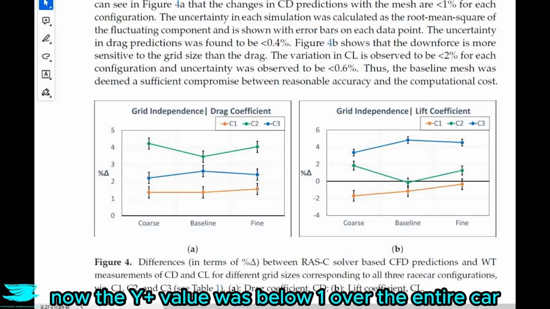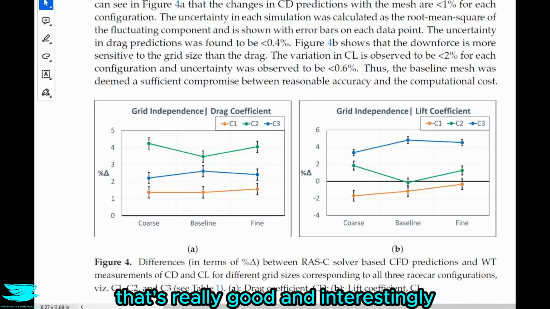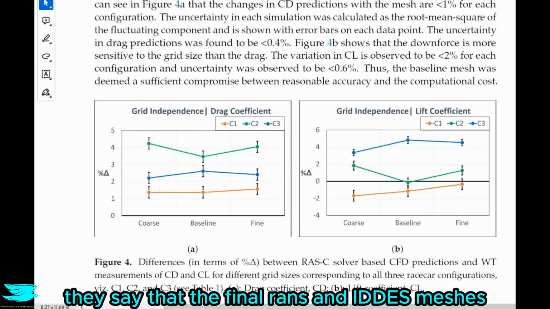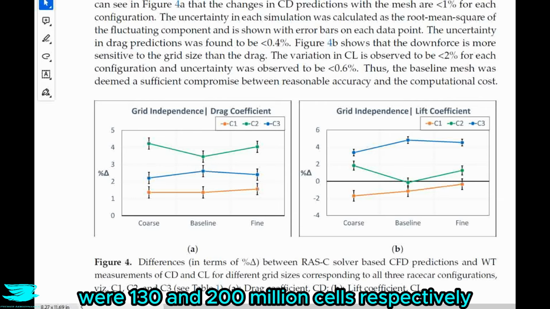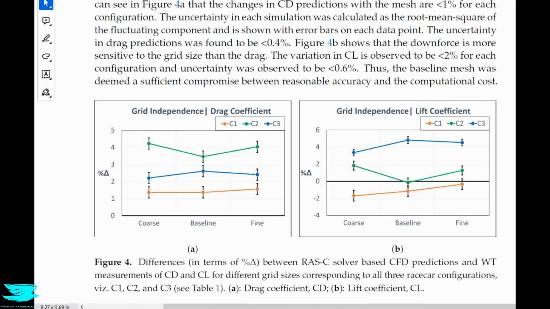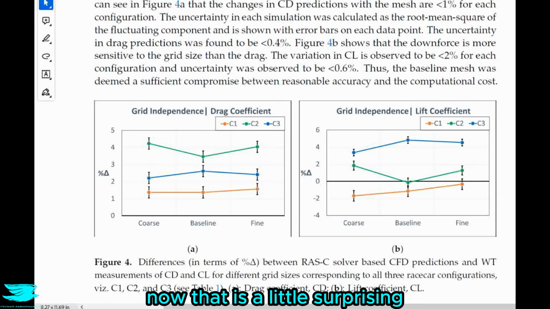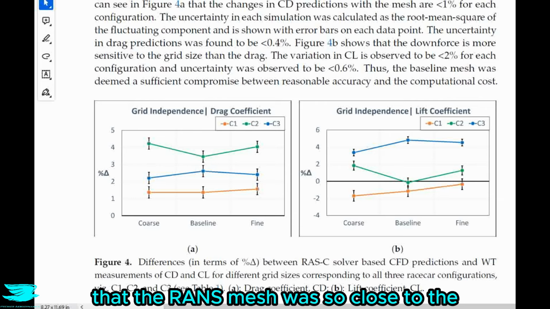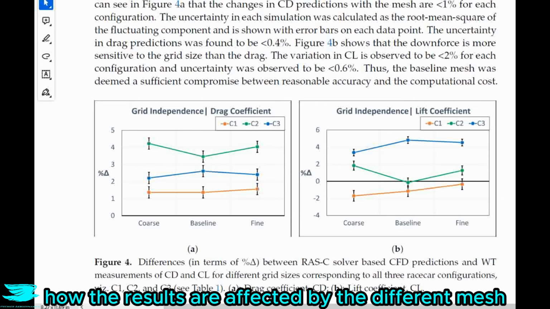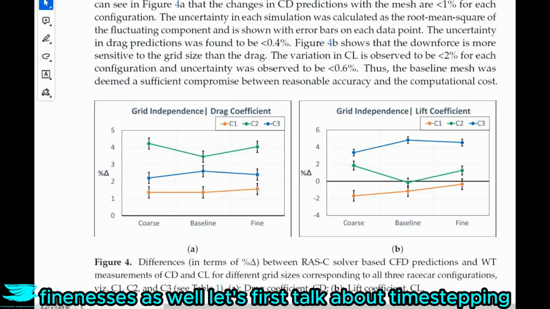Now, the Y plus value was below 1 over the entire car, so that's really good. And interestingly, they say that the final RANS and IDDES meshes were 130 and 200 million cells respectively. Now, that is a little surprising that the RANS mesh was so close to the IDDES mesh, but we'll see later how the results are affected by the different mesh finenesses as well.